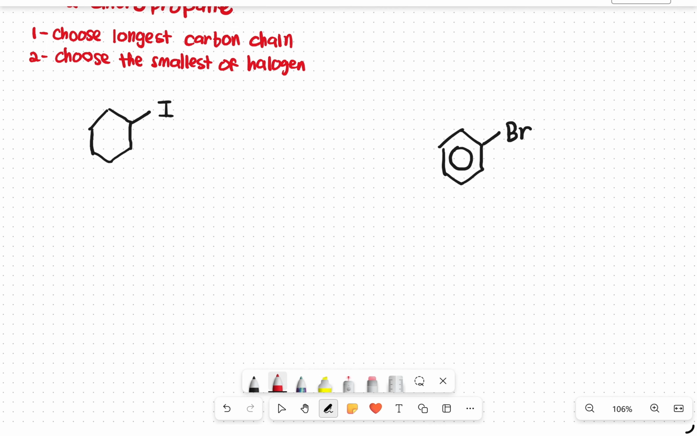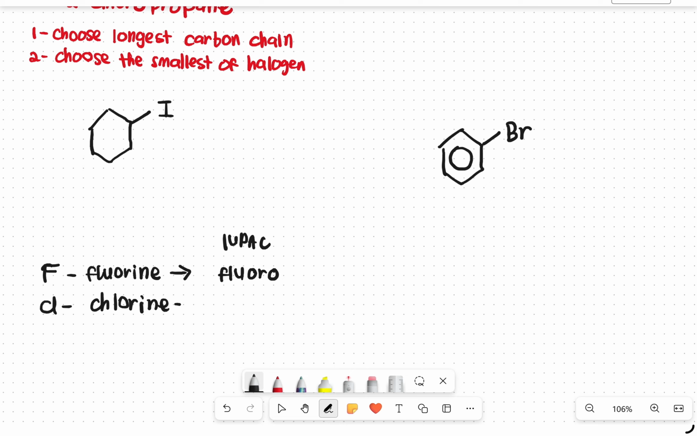So remember, you have to identify your halogen. If your halogen is F, F is originally fluorine. So for IUPAC, the name is fluoro. And chlorine, originally the name of Cl is chlorine. So for alkyl halide, for IUPAC name, the name is chloro. So you have to memorize this one.